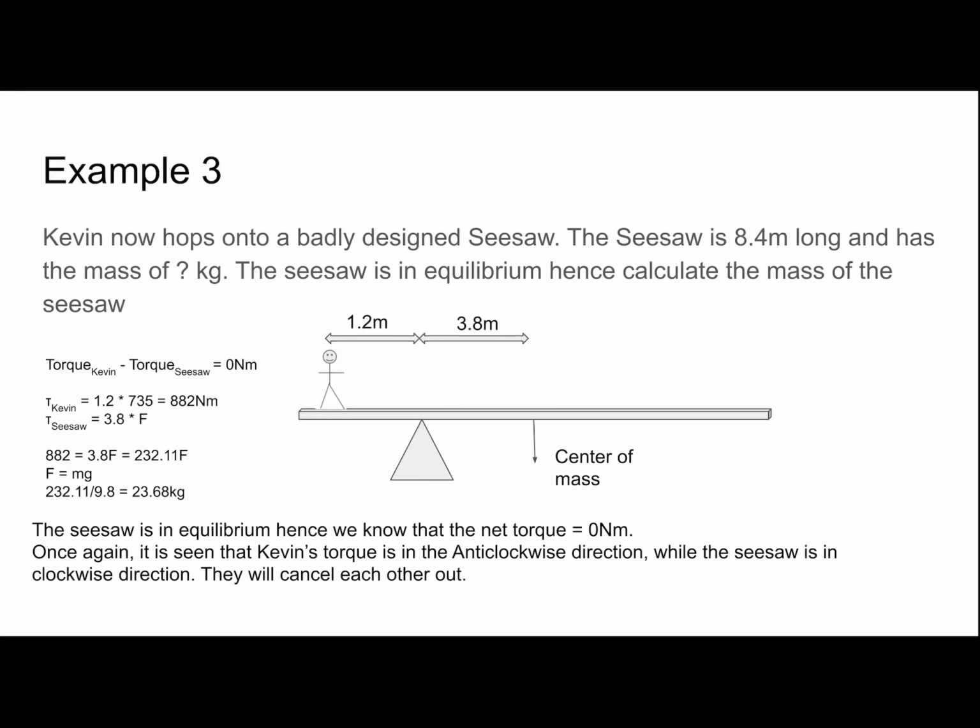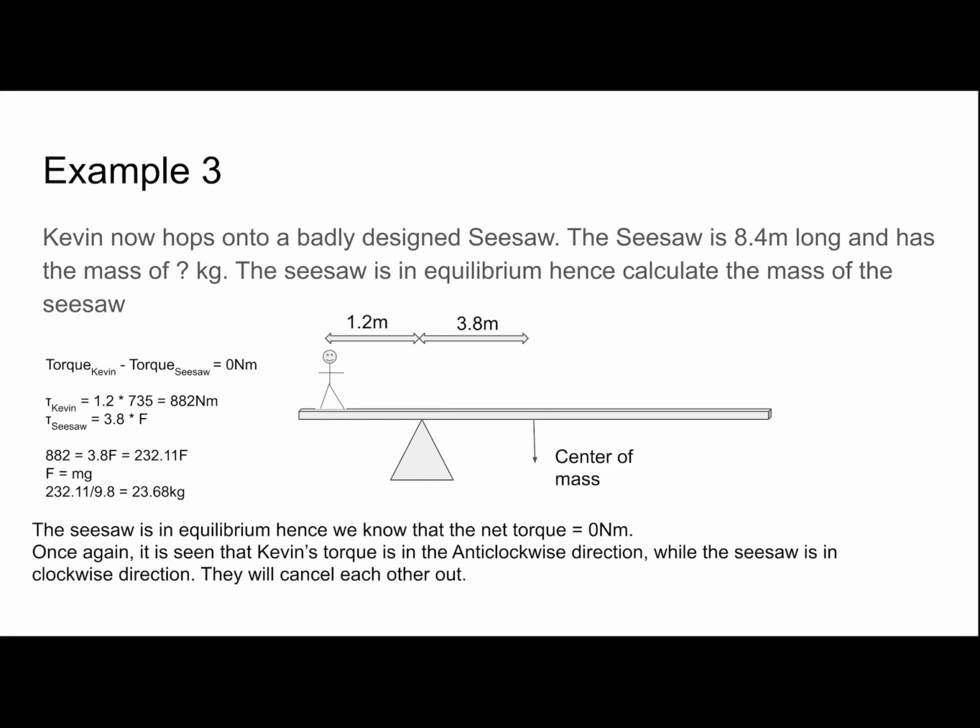So these are the key points, okay? Just ignore what's on the left hand side for now. Whatever torque Kevin has and whatever torque this bar has, they'll cancel each other out, and after cancelling out, that's going to equal 0 Newton meters, okay? So the torque provided by Kevin is the exact same as the torque provided by the center of mass here.